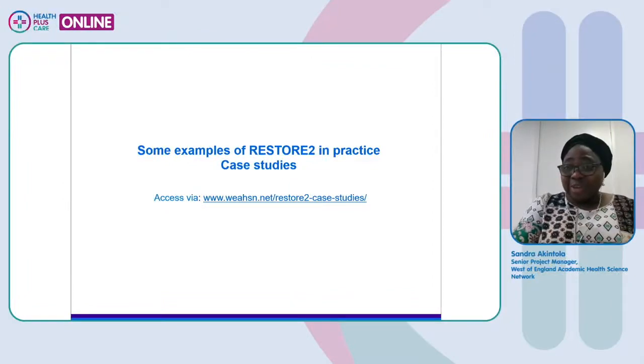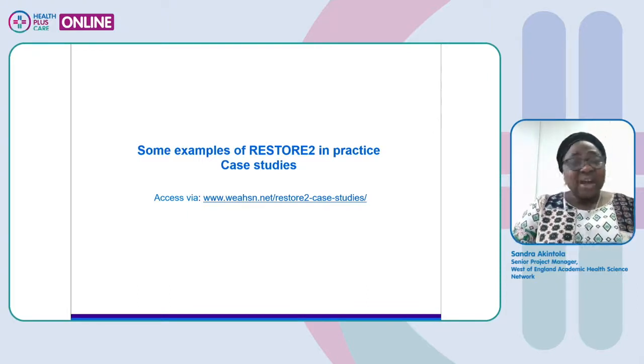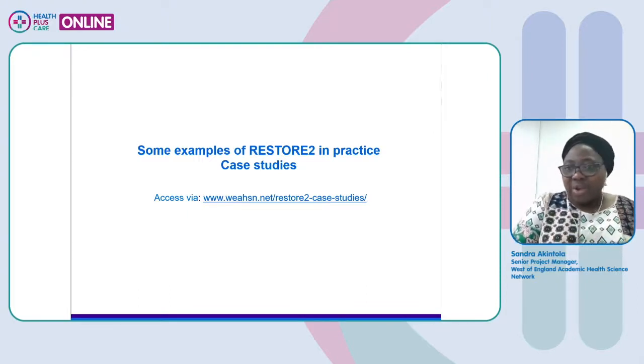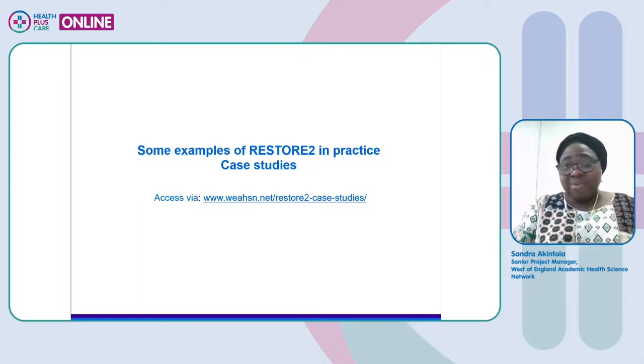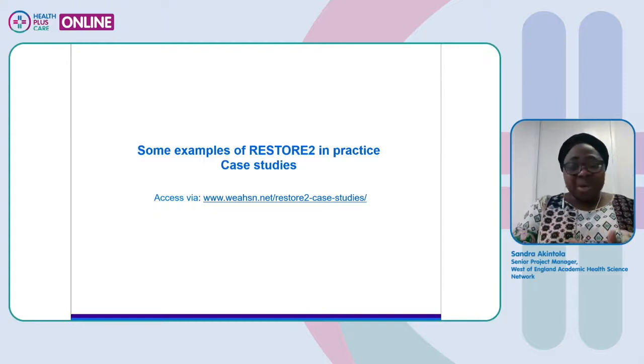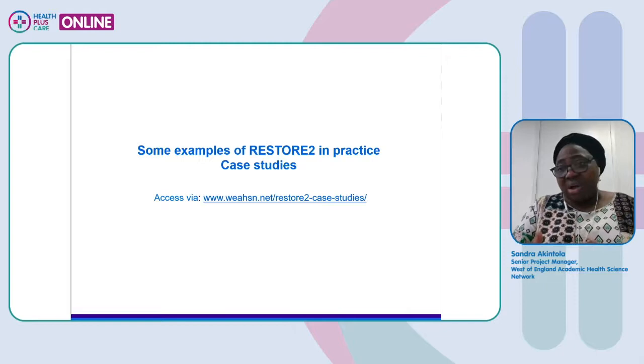So, having watched the video and listened to the conversations with those care home managers, we noticed that some of them were nursing homes, some are residential homes. Actually, what this is telling us is the Restore 2 Mini and the Restore 2 Full tools can be used across the board, whether you be a residential home, a service for supporting people with a learning disability, a nursing home, or domiciliary care. It can be used across the board.